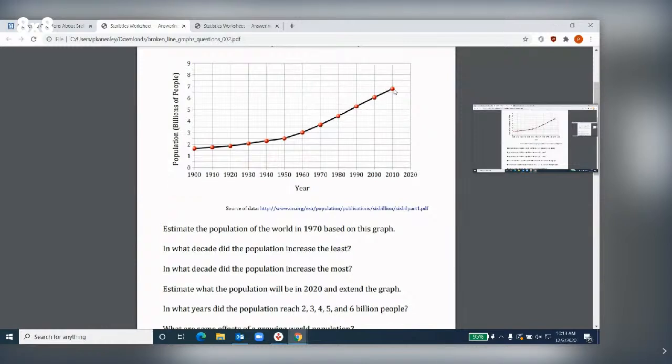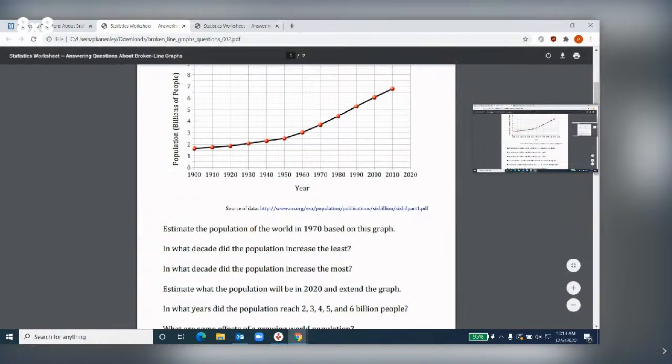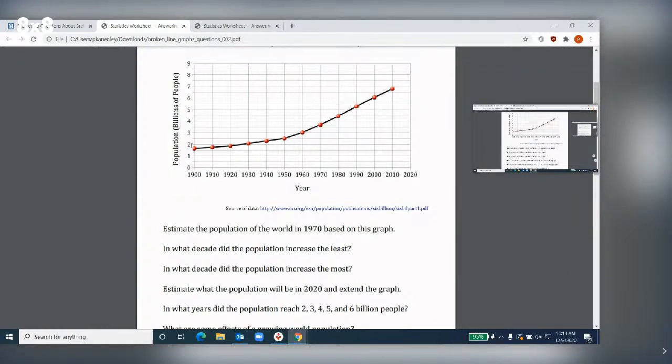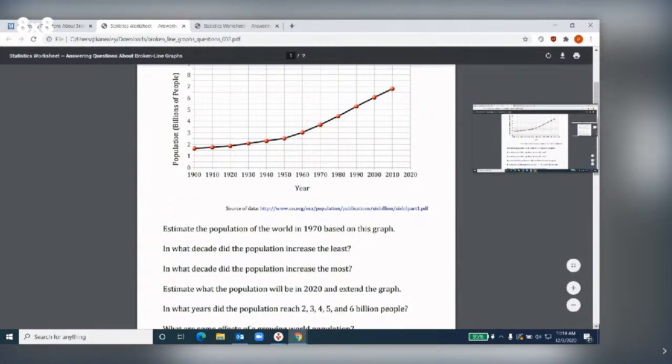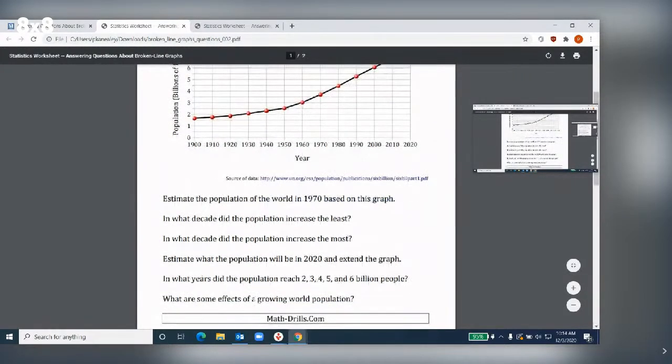So in that question, you're just going up the y-axis, this one right here, and just seeing where the dot goes above the 2 billion mark, the 3 billion mark, the 4, the 5, and the 6 billion mark. Okay. And this one, what are some of the effects of a growing world population?